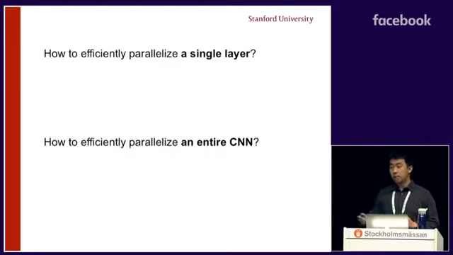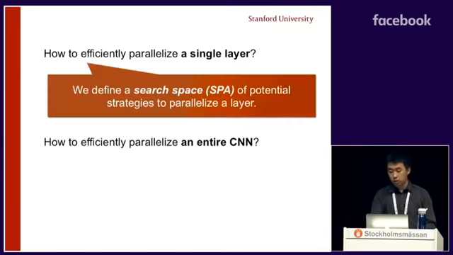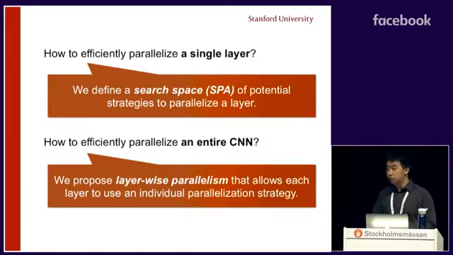So in this talk, I'm trying to tackle 2 questions. First is how to efficiently parallelize a single layer. And second is how to efficiently parallelize an entire convolutional neural network. In order to address the first question, we propose a search space of potential strategies to parallelize a single layer. We call it the SOAP search space. And to address the second question, we propose layer-wise parallelism that allows different layers to use individual parallelization strategies.